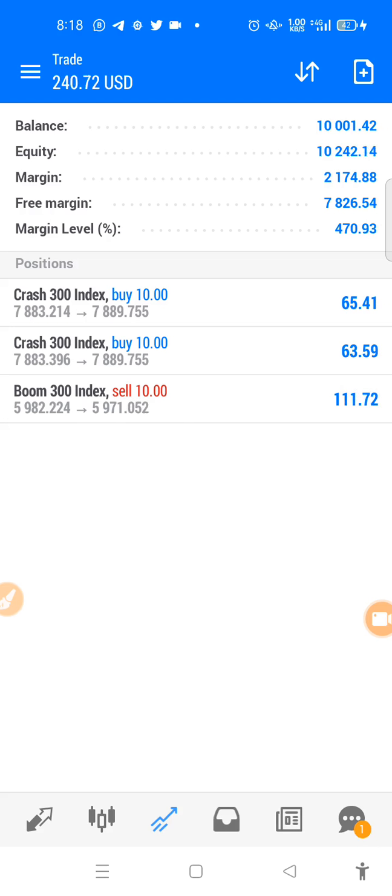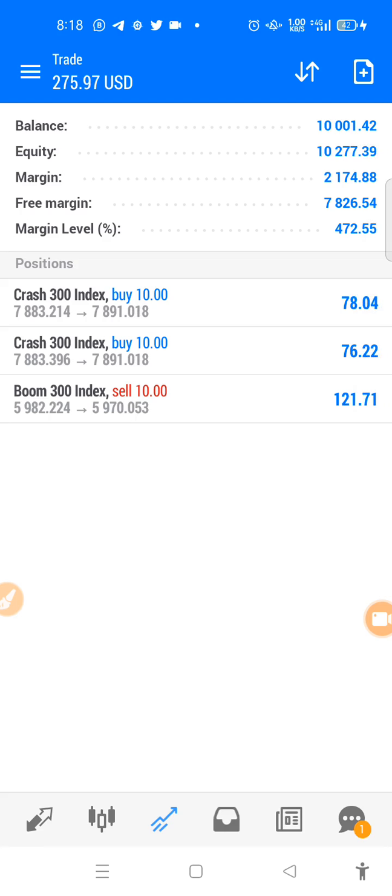You know that the new Crash 300 and Boom 300 are highly volatile, whether you are trading it as a scalp, that is as an anti-spike, or as a spike. They are very volatile. What I mean by volatility is, for example, you're watching it now.